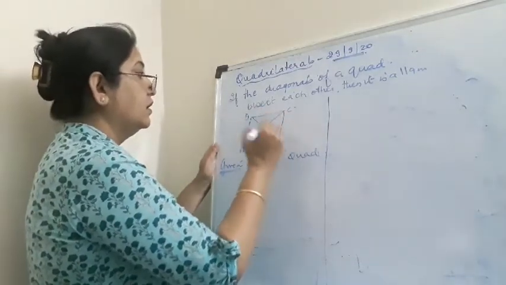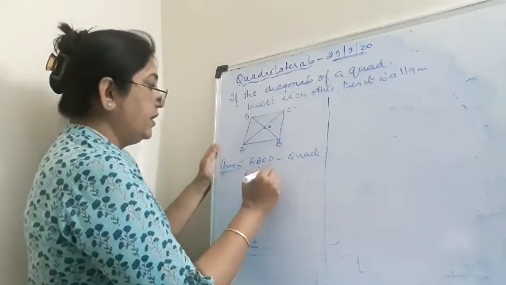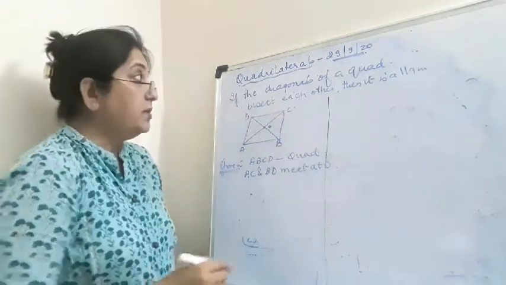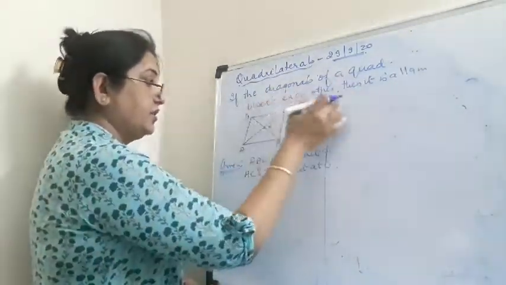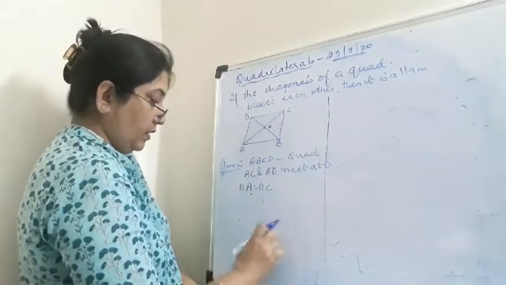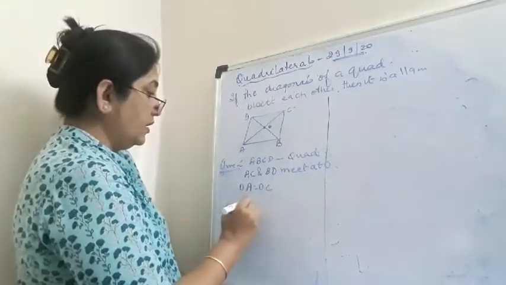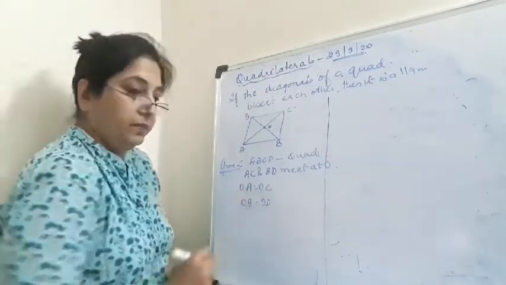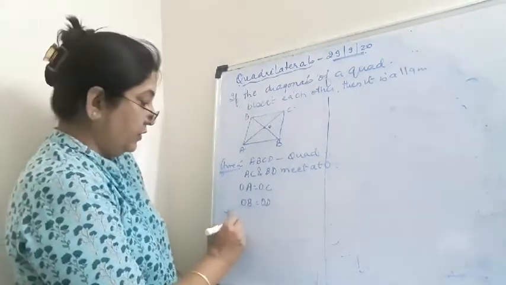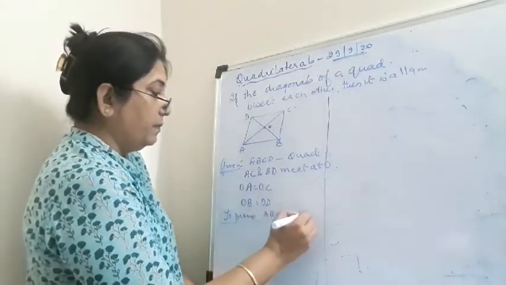These diagonals meet at O. So AC and BD meet at O. Now the statement says that the diagonals of the quadrilateral bisect each other. So it is given that OA is equal to OC. Yes. And what? OB is equal to OD. This is given to you, and to prove that ABCD is a parallelogram.